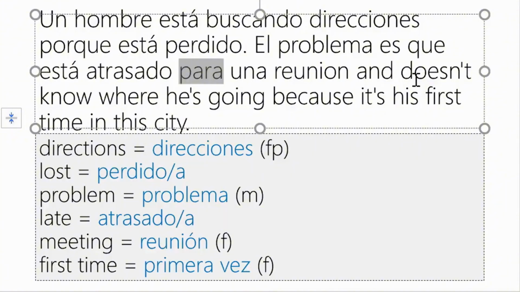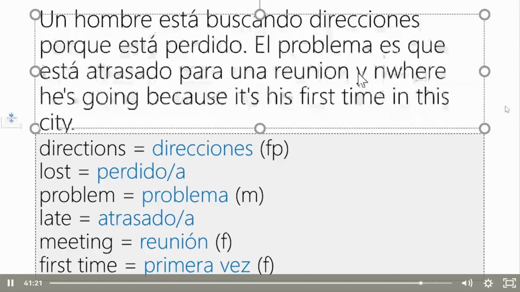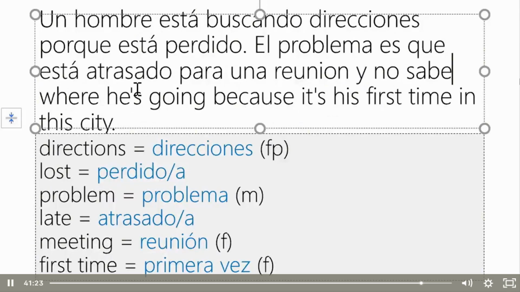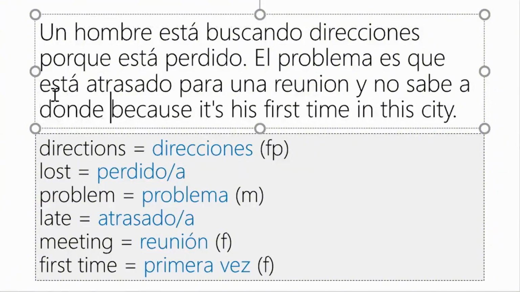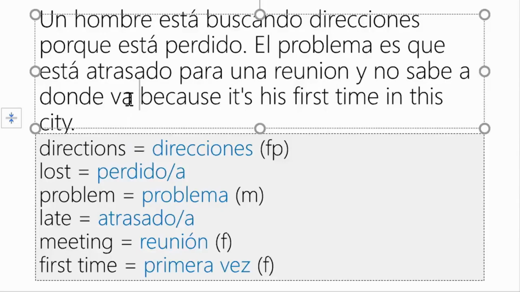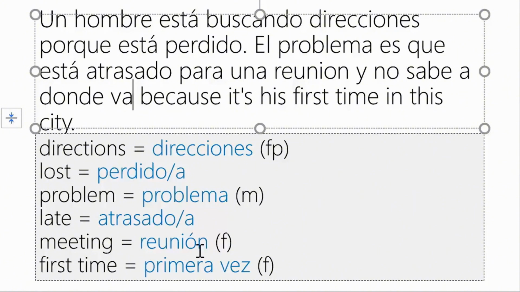Then it continues with and doesn't know, which of course is and he doesn't know. So it would be y no sabe. He doesn't know where he's going. So it would be to where he's going. You could say donde va, but it sounds a little bit more natural to say a donde va, to where he's going. Of course, va on its own means he's going, she's going, or it's going to. If we have the ba a, it's only then that it means he is going to, she is going to. It becomes a modal verb at that stage. But just on its own, it's simple, where he's going.